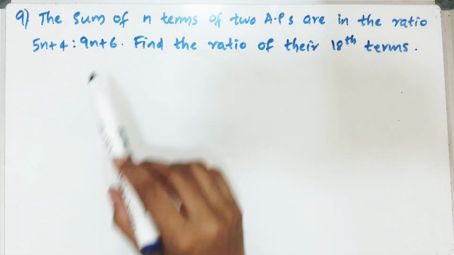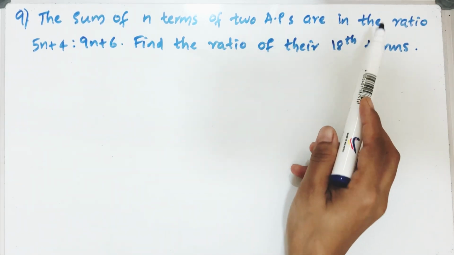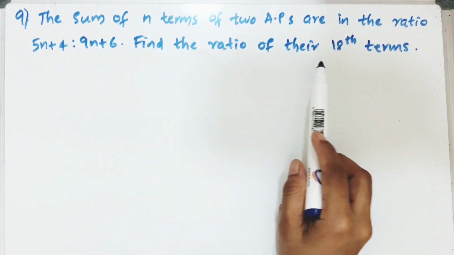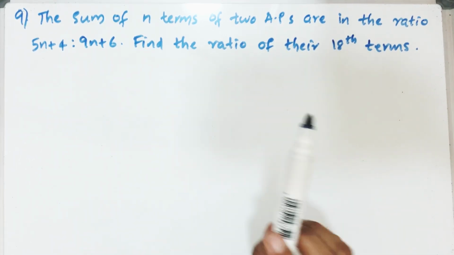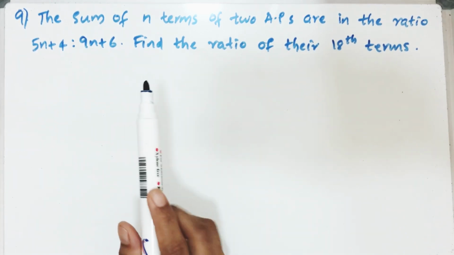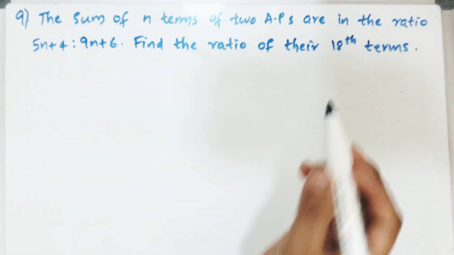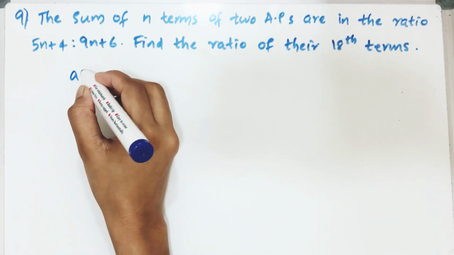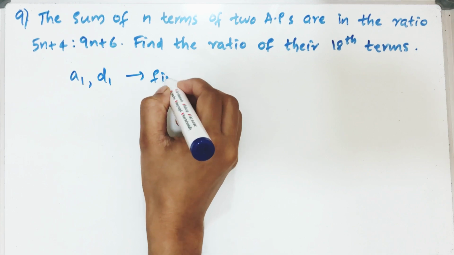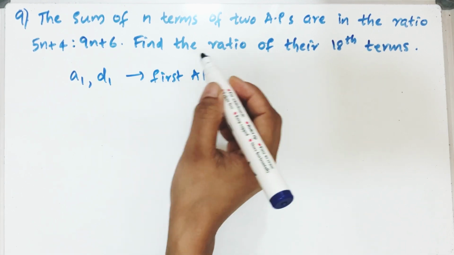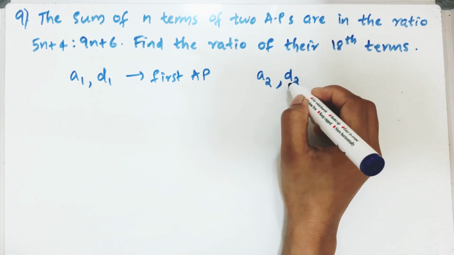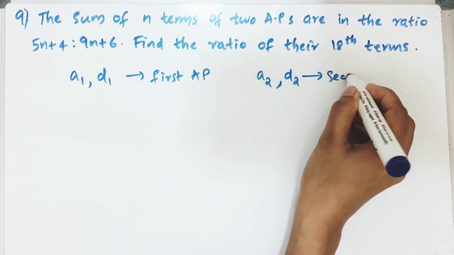Next question. The sum of n terms of two APs are in the ratio 5n plus 4 is to 9n plus 6. Find the ratio of their 18th terms. We have discussed a similar type of question in an example. Here we have two APs. The first AP with the first term A1 and a common difference D1, and the second AP with the first term A2 and a common difference D2.